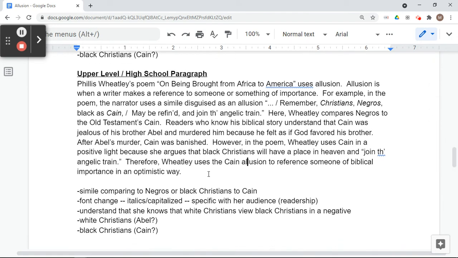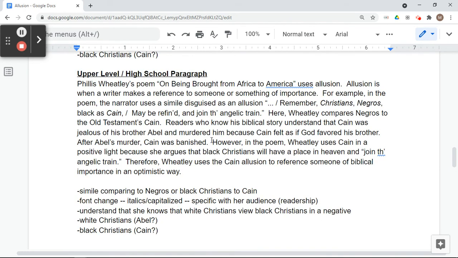Phyllis Wheatley's poem on being brought from Africa to America uses allusion. Allusion is when a writer makes a reference to someone or something of importance. For example, in the poem, the narrator uses a simile disguised as an allusion. Remember: Christians, Negroes black as Cain may be refined and join the angelic train. Here, Wheatley compares Negroes to the Old Testament's Cain. Readers who know his biblical story understand that Cain was jealous of his brother Abel and murdered him because he felt as if God favored his brother. And maybe here I can change he to Cain, because Cain felt as if God favored his brother. After Abel's murder, Cain was banished.